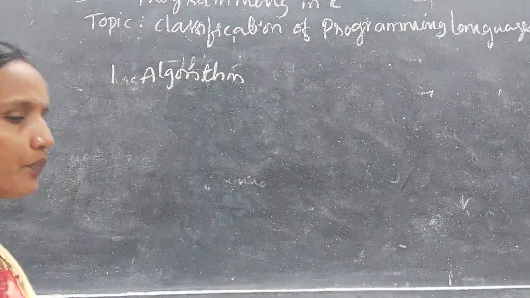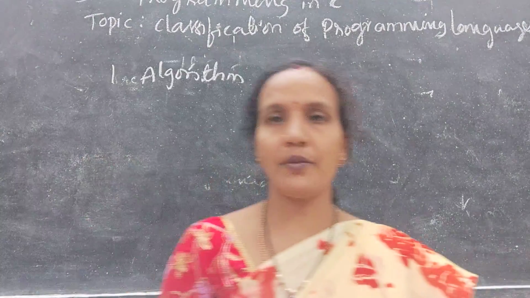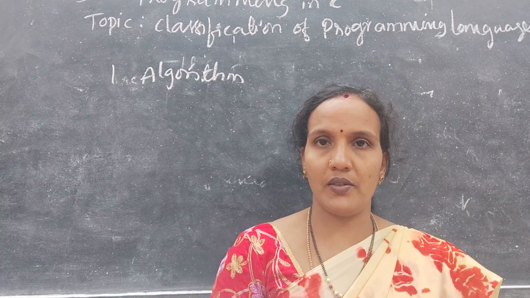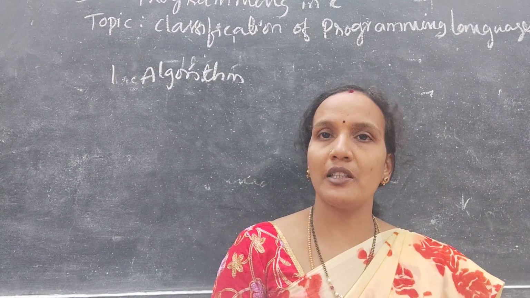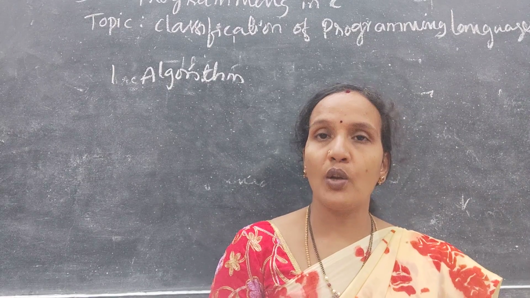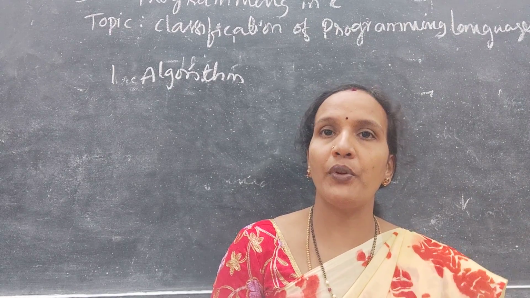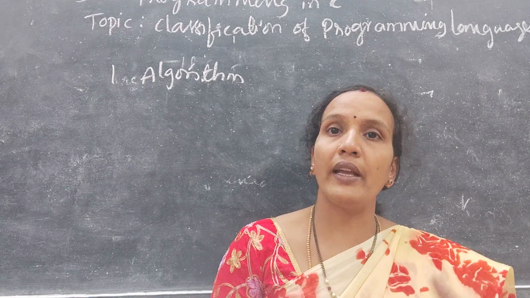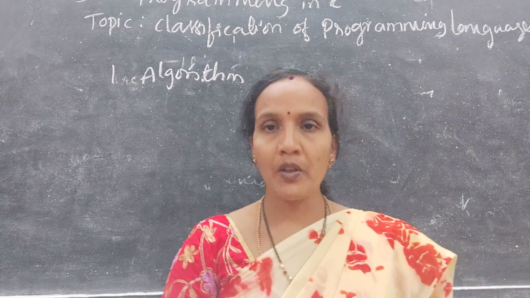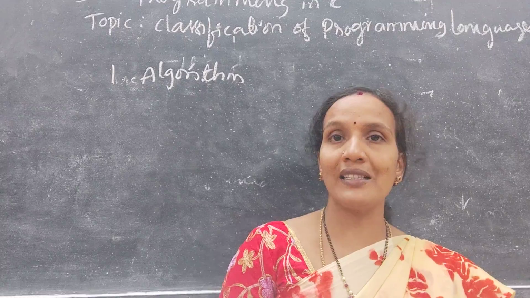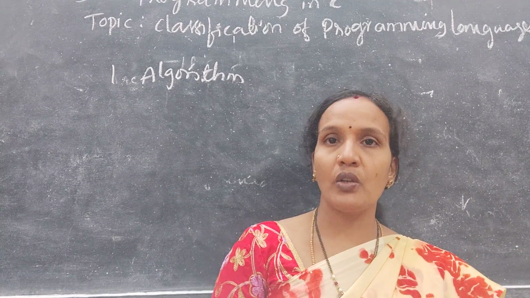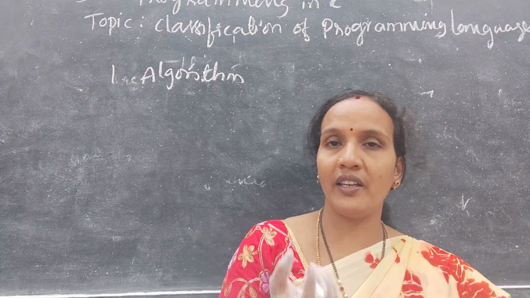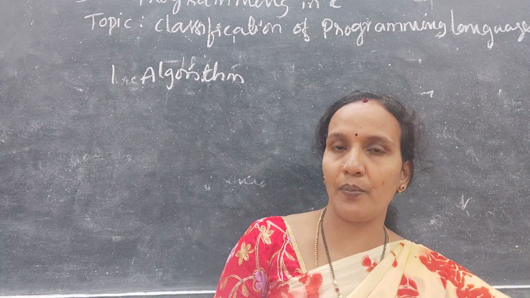Algorithm. In the algorithm, what happens? Algorithm means what? It is a step-by-step process. Algorithm is nothing but a step-by-step process which instructs the computer how to execute the program. We are giving a step-by-step process to a system, meaning how to execute a program. That information we give in the form of a step-by-step process.